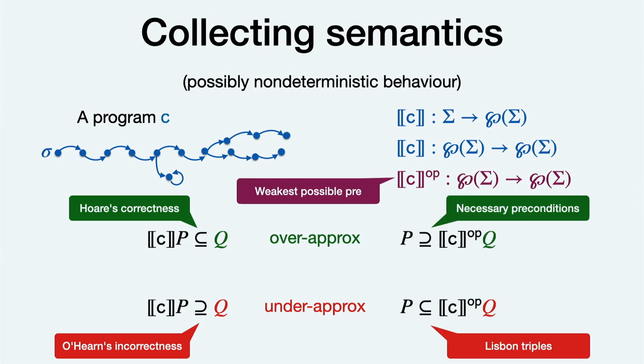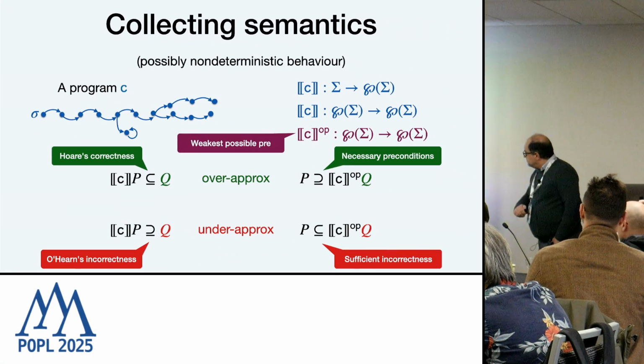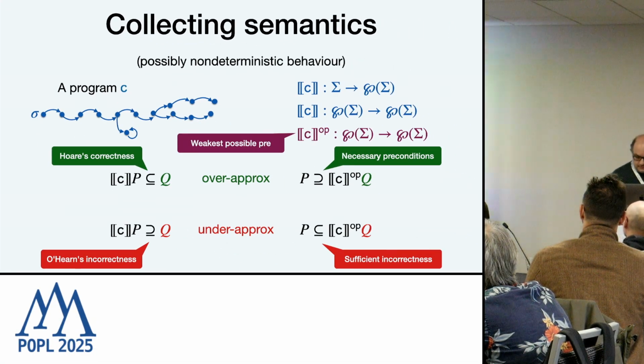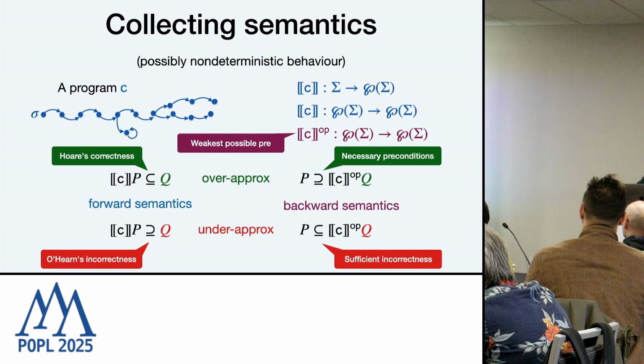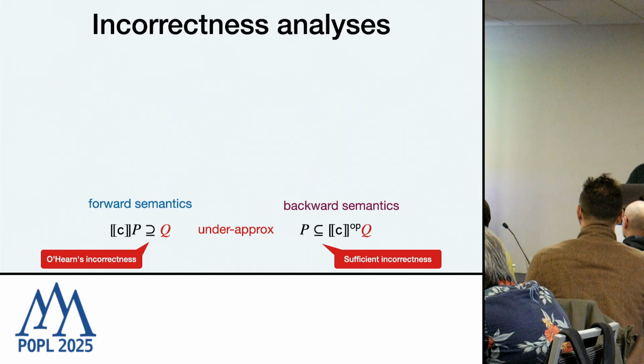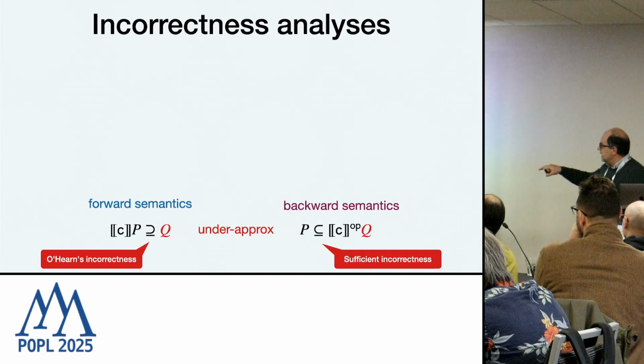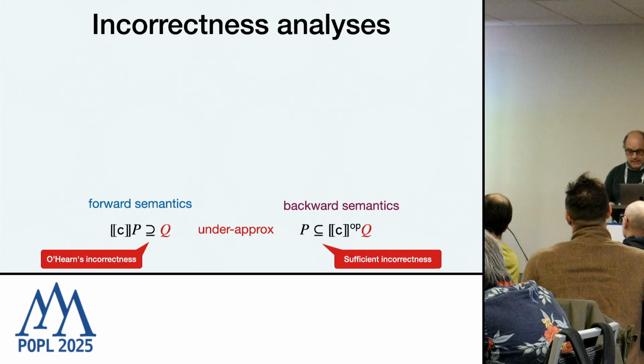So this is known as Lisbon triples, it is known as BUA, and it is also known as sufficient incorrectness. I will stick to this name because I'm going to reuse the inference rules from this presentation. So you see the 4 logics I'm speaking about can be described by this taxonomy. And we will focus just on the incorrectness analysis side, so the bottom part of the diagram.